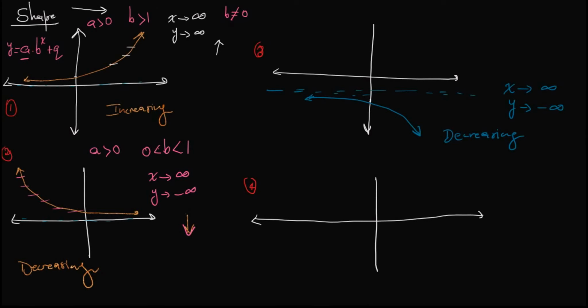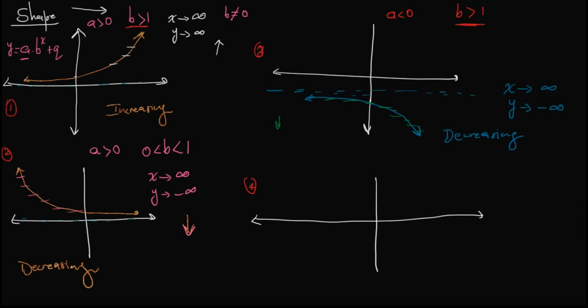The better way of looking at it is that it just keeps on decreasing. The y values keep on going down and down and down. So it is a decreasing function. But what about the values of a and b? The value of a here is less than 0, but b is greater than 1.